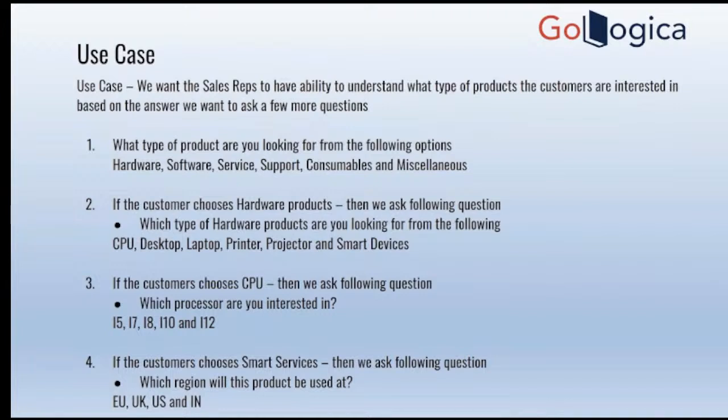If I am choosing hardware, I should only get responses regarding that, like what type of hardware product you want: CPU, desktop, printer, projector. If the customer says they are looking for a CPU, there should be a following question about what processor they are interested in. If I'm looking for smart devices, those will be based upon the region the user is in, and then we will guide them to the smart devices accordingly. So this is a possible guided selling experience, where we ask the customer questions and provide responses so that we can refine the search and suggest the best possible products we have.